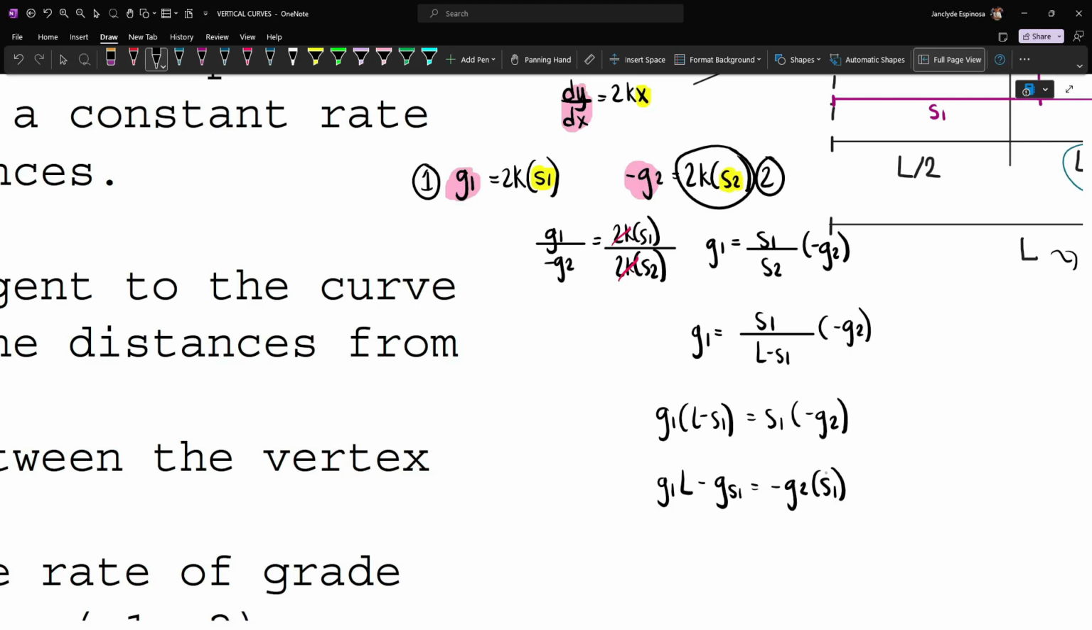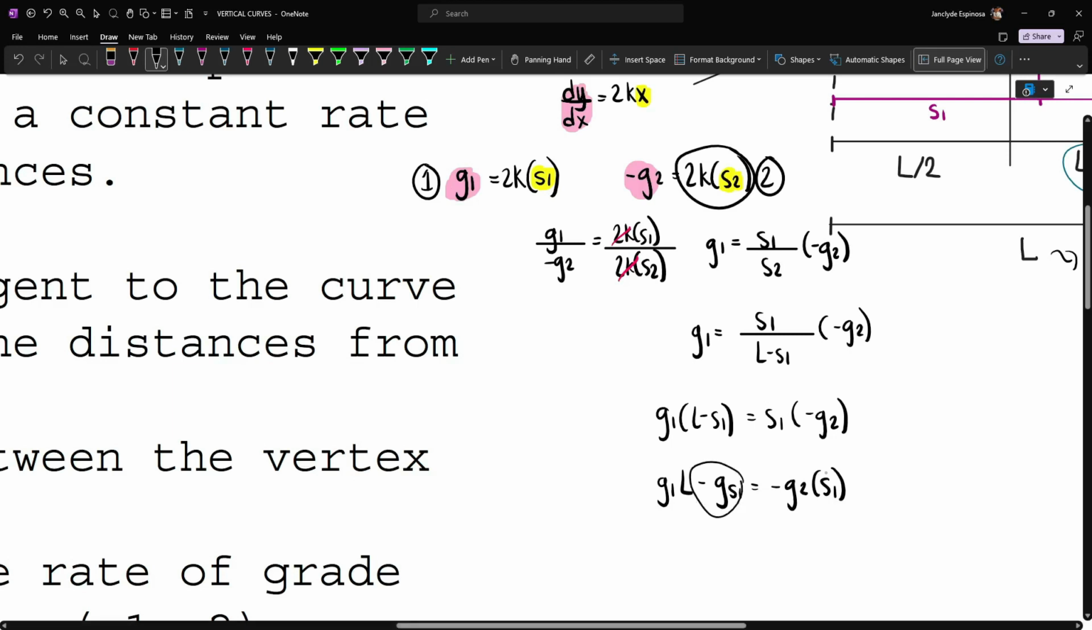And so here, if we join the common terms, we need to move this to the right side. And so moving this, we have g1L equals minus g2 times S1 plus g1 times S1.